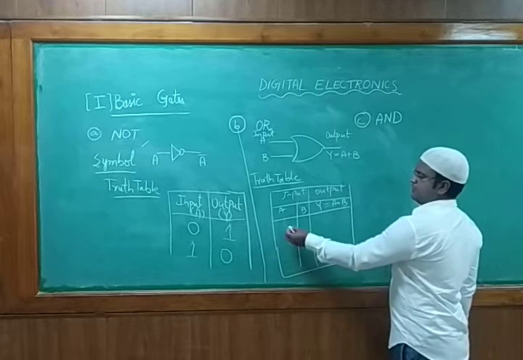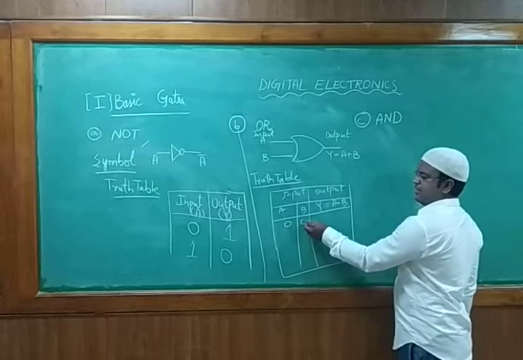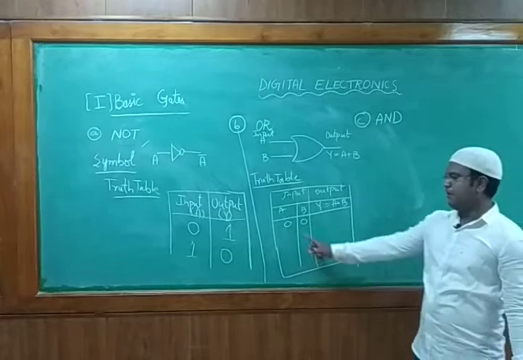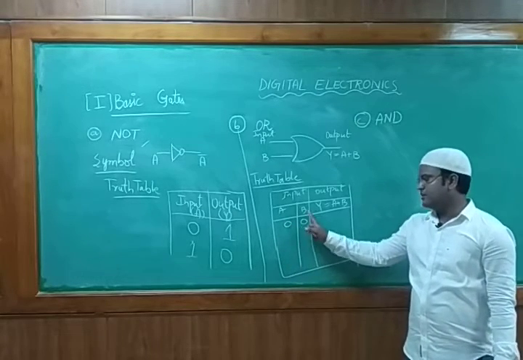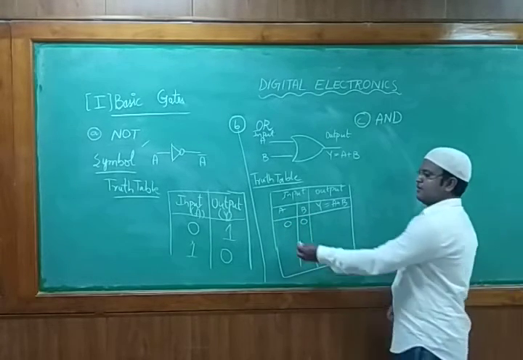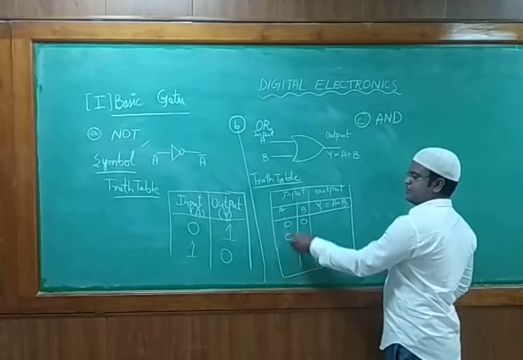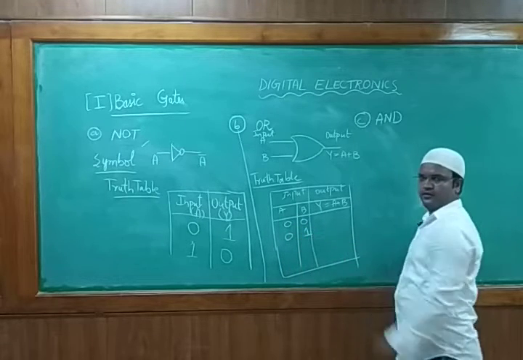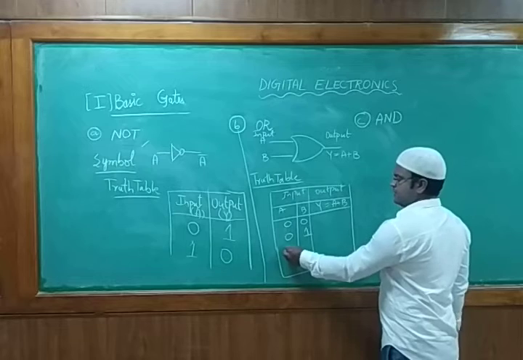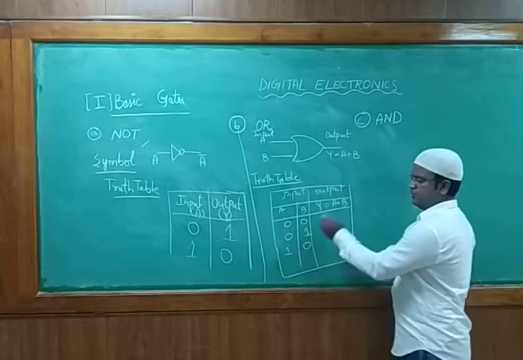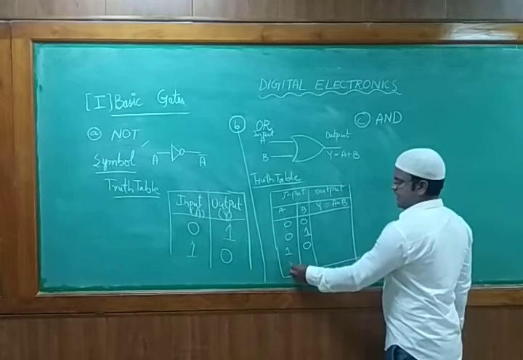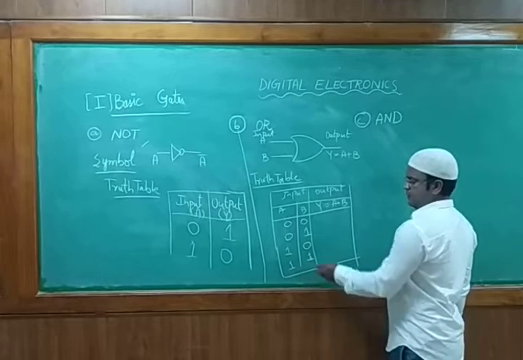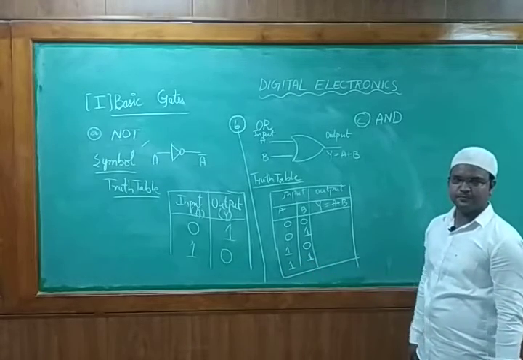Suppose I am taking inputs, different combinations of input. What I can take is 0, 0. I may have the first input low and the second input also low. Then the first input is 0 and the second input I can take as 1. Likewise, I can take the first input as high, 1, and the second input as low, 0. Then I can make it both 1, 1. That means both the inputs can be high.